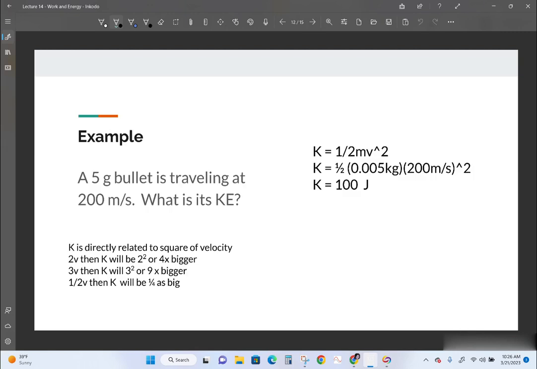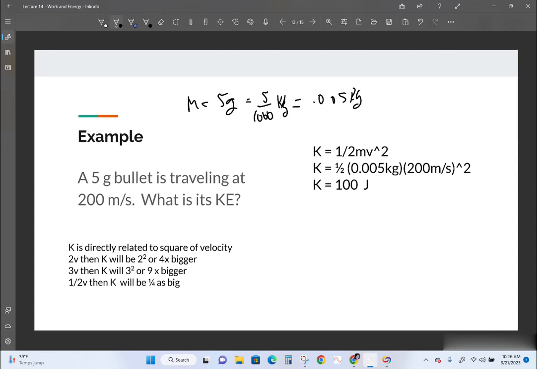So let's take just a simple example. Let's say that we have a bullet and it's traveling at 200 meters per second. Well, the first thing we need to realize is that the mass of the bullet is 5 grams, and we're going to need to change that to kilograms. A gram is 1/1000th of a kilogram, so this would be 5 thousandths of a kilogram, which would be 0.005 kilograms. And it's traveling at 200 meters per second.